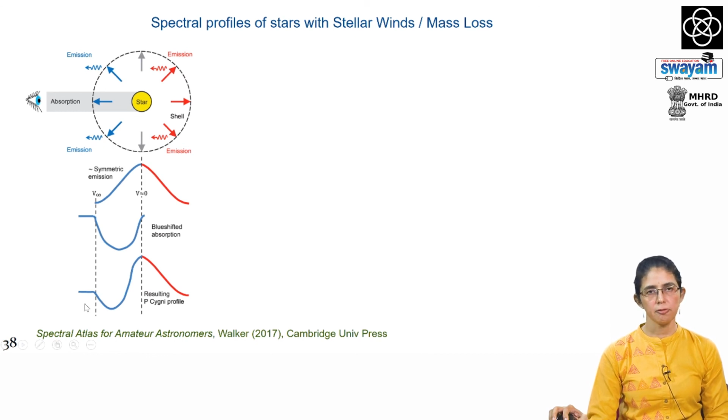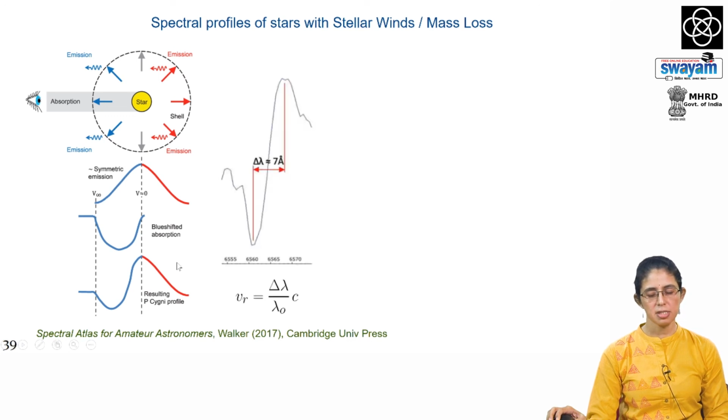This kind of profile is also known as a P Cygni profile, after the star P Cygni, whose spectra showed these kinds of profiles. The wavelength difference between the maximum of the emission profile and the absorption profile gives us an estimate of the radial velocity of the stellar wind.